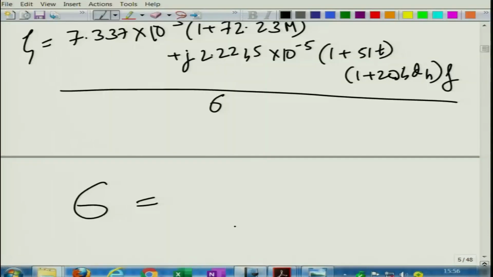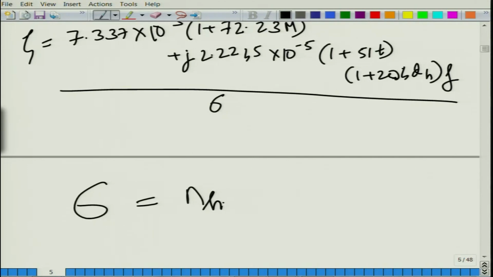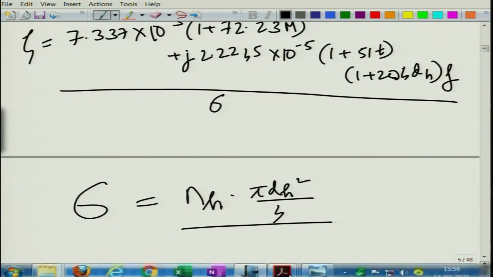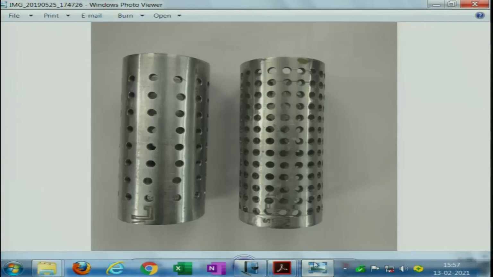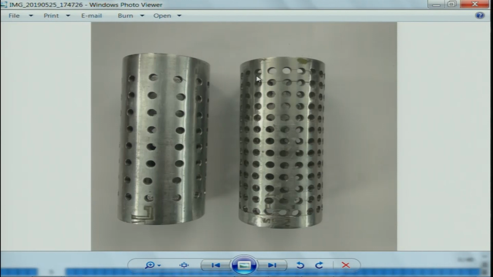In the most generalized sense, nh is the total number of holes and pi dh square by 4 is the area of each hole. So, this is the total area due to all the perforated holes. And what is the cylindrical or curved surface area of the perforated pipe? It is not from this point to this point, it is just from where the array of holes ends, from this section until this section where the pipe is perforated. That is the perforated length.